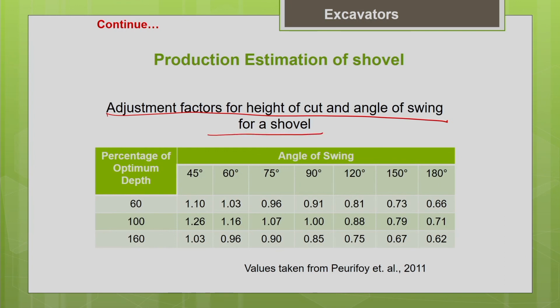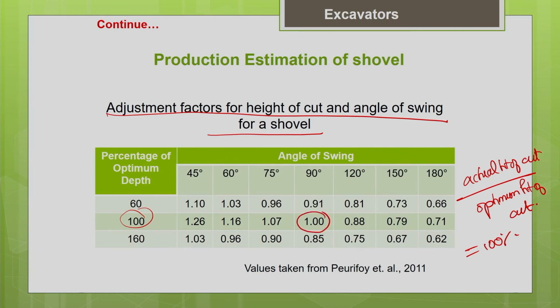As I told you, if the actual height of cut is the same as the optimum height of cut, the percentage is 100%. How do you calculate the percentage? Actual height of cut divided by optimum height of cut for the particular machine. If this percentage is 100%, it means actual height of cut and optimum height of cut are the same. So, in that case, you need not apply any correction factor.